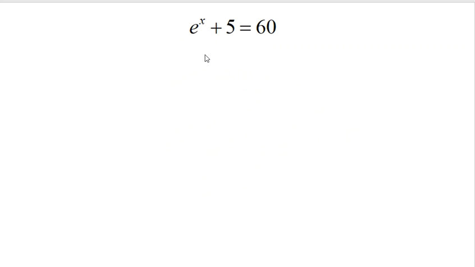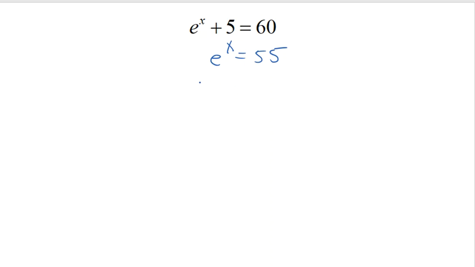All right, now here's another one. But again, be careful with this one. The base is e, the exponent is x. So a lot of kids panic. That 5 has nothing to do with any of the exponent. The 5 is just an addition of 5 next to the base and the power. So just subtract that over. e to the x equals 55. And then once again, I can't use the one-to-one property because I have no idea how to write 55 with the base of e. Don't sweat the small stuff.